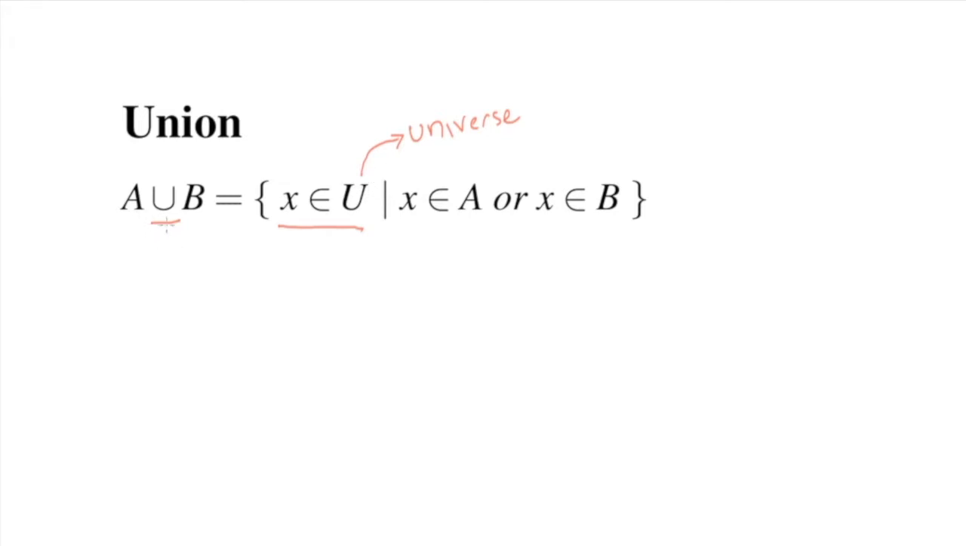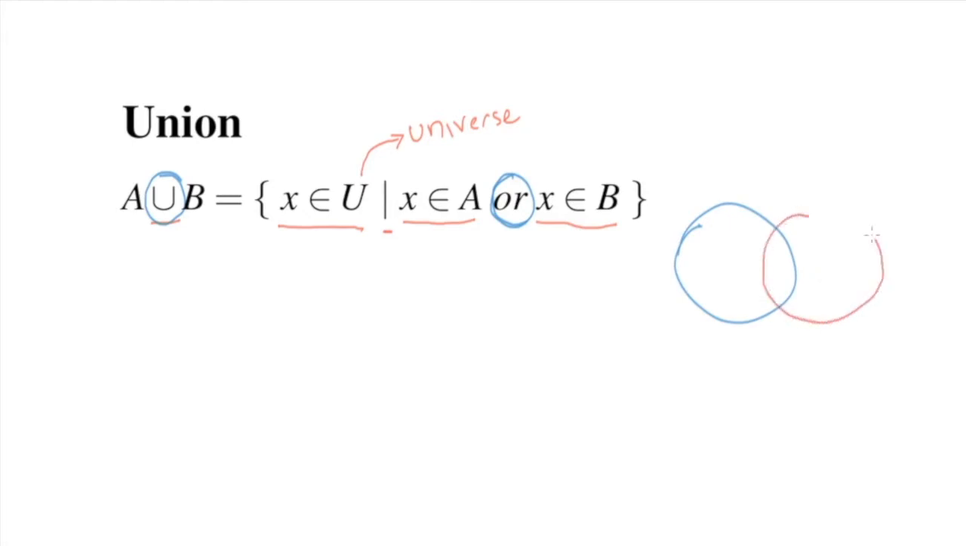So the set A union B contains any element X such that X is in A or X is in B. So that's a good thing to remember. There's a really tight connection between the word or and the union. So let's have a look at a Venn diagram, because they're really useful in understanding these concepts.